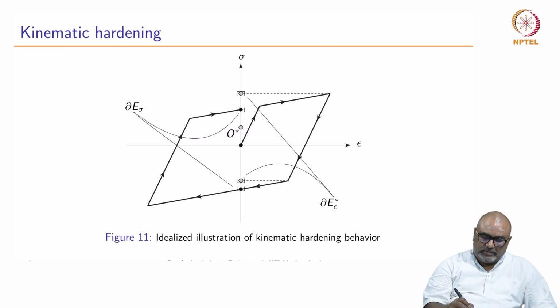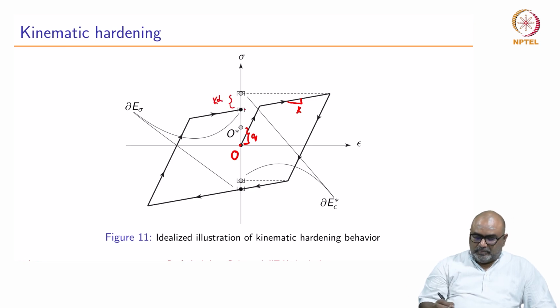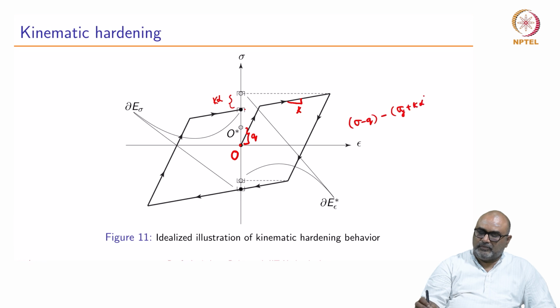So, there is the initial origin at O, and this origin is getting shifted to O star, and the modification is given by the back stress, that is q. The isotropic hardening from the initial surface is given by k, and this increase in stress is given by k times alpha. So, essentially we have sigma minus q minus sigma y plus k times alpha, which is going to be your f of sigma, q, alpha.